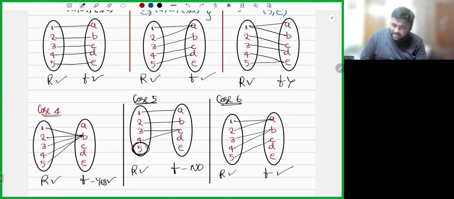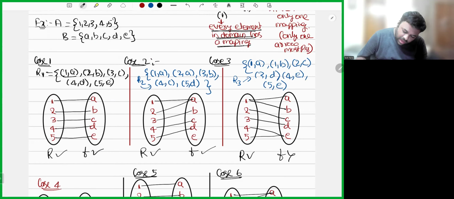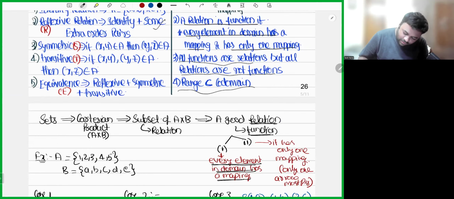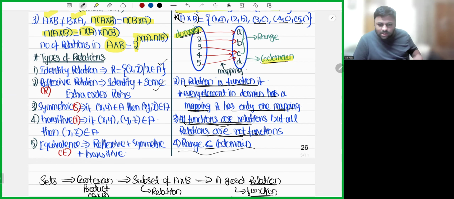So I hope the concept is clear, my dear friends. What is a function? A relation is a function if every element in the domain has only one mapping. All functions are relations, but all relations are not functions. Always remember, range is always a subset of or equal to codomain.